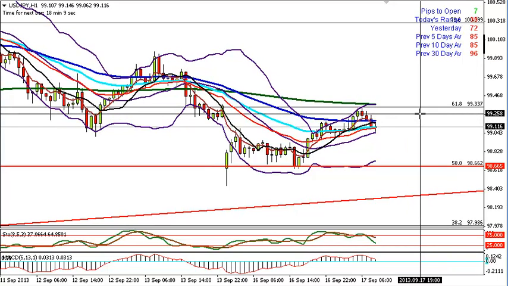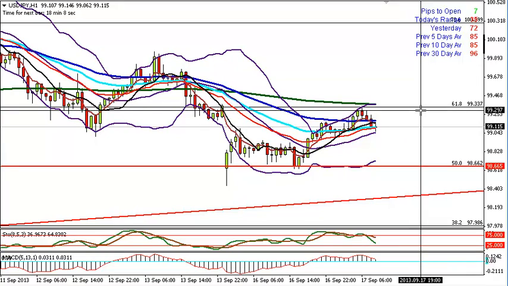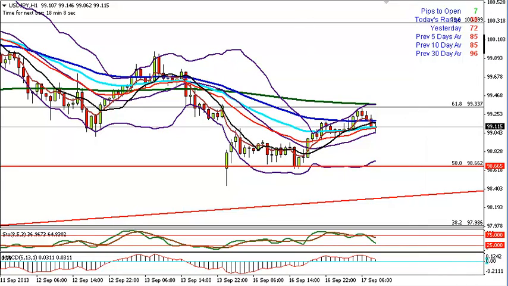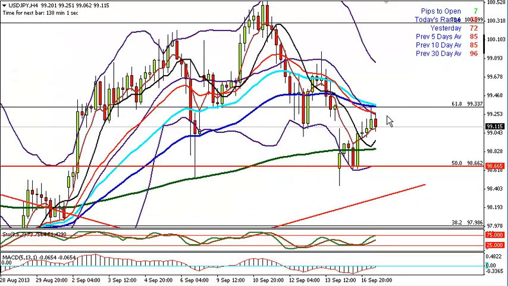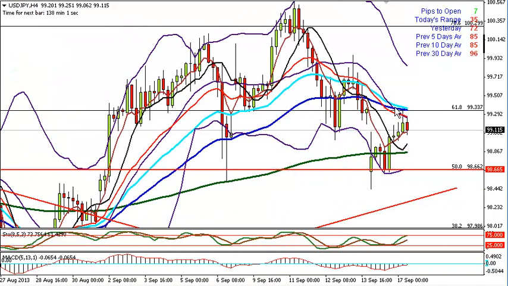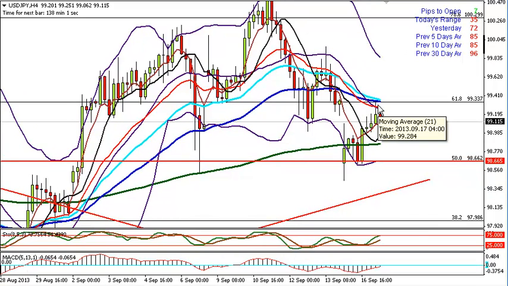99.30 was my target, and the reason I'd set 99.30 as the target, it only just hit it as well, was because we had the 61.8 fib in the area plus the confluence of these EMAs. And therefore that was the logical area for me for a target. So, job well done.